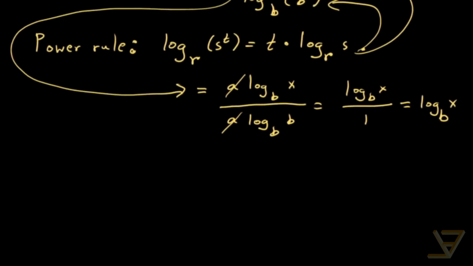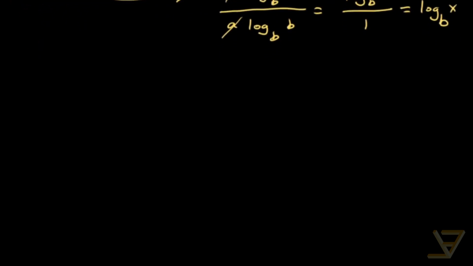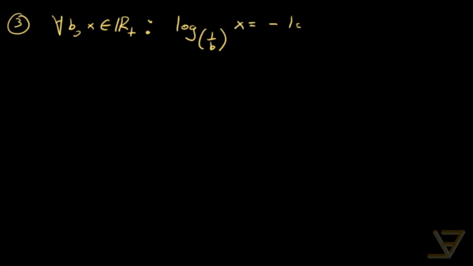There is one more identity that I want to derive for you based on the change of base identity. Again, I don't know if this one has a name, but it is useful. And it says that for all b and x in the positive reals, log 1 over b of x is equal to negative log b of x.